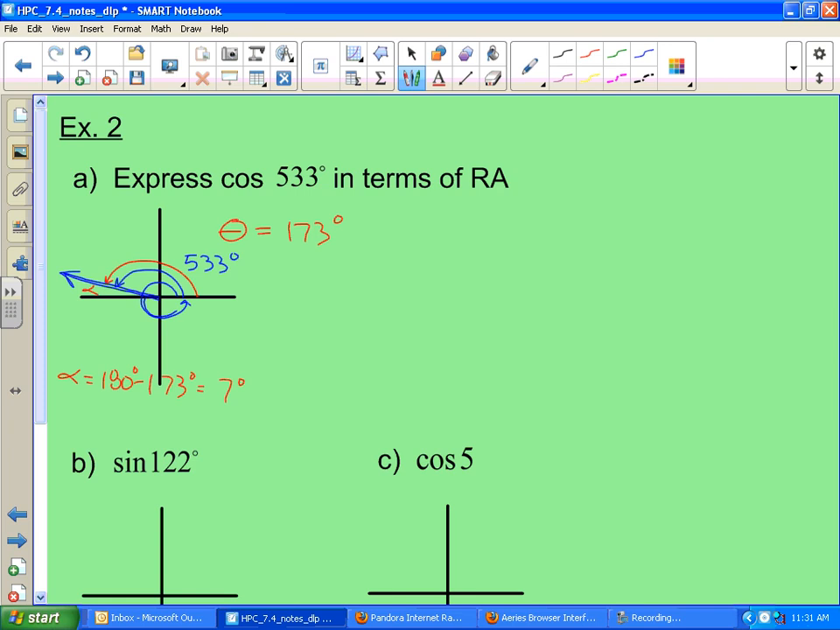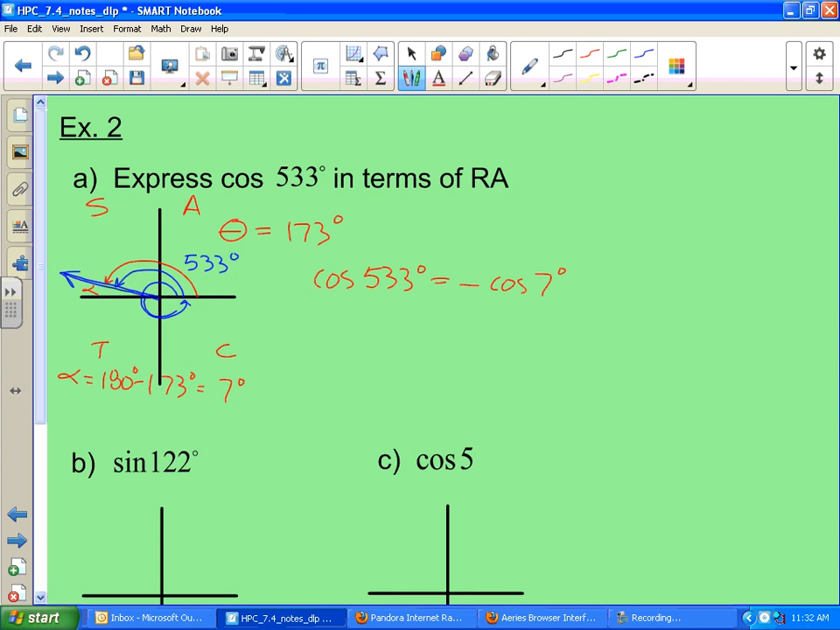All right, now let's go look at the cosine. So over here in this world, thinking about ASTC, what's the value of cosine over there in quadrant 2? Negative. The only thing positive over there is sine. So cosine is negative over here at 533 degrees. So we have that the cosine of 533 degrees is actually equal to the opposite of a cosine of 7 degrees. They have the same referencing. 533 and 7 is the same thing.